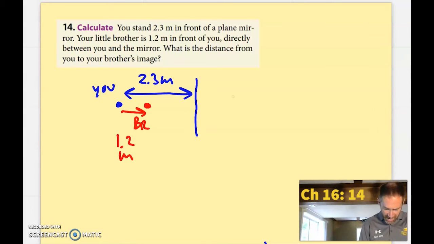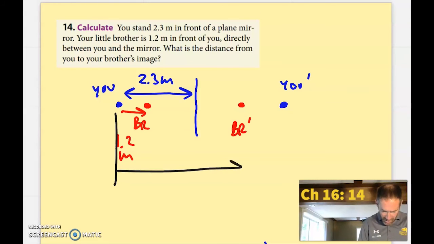Now, inside of the mirror, there's an image of your little brother. We'll call it brother prime. And then there's an image of you, and this question doesn't really ask about that, but we're going to call that you prime. They're both virtual images. That's not the real you and your brother. Okay, so they want to know what's the distance from you over to your brother's image.